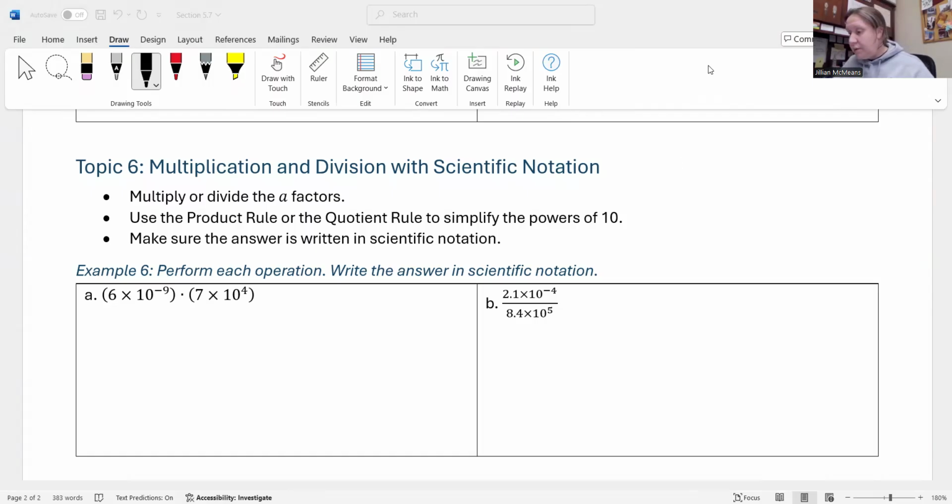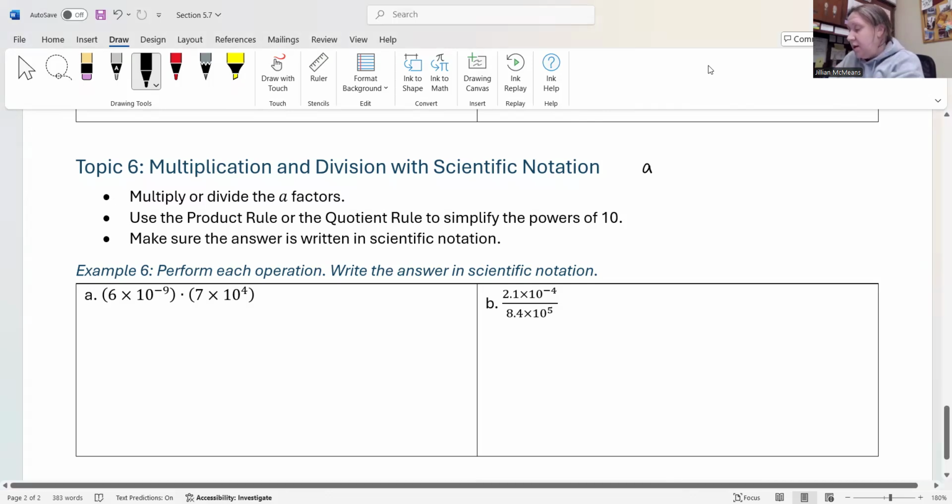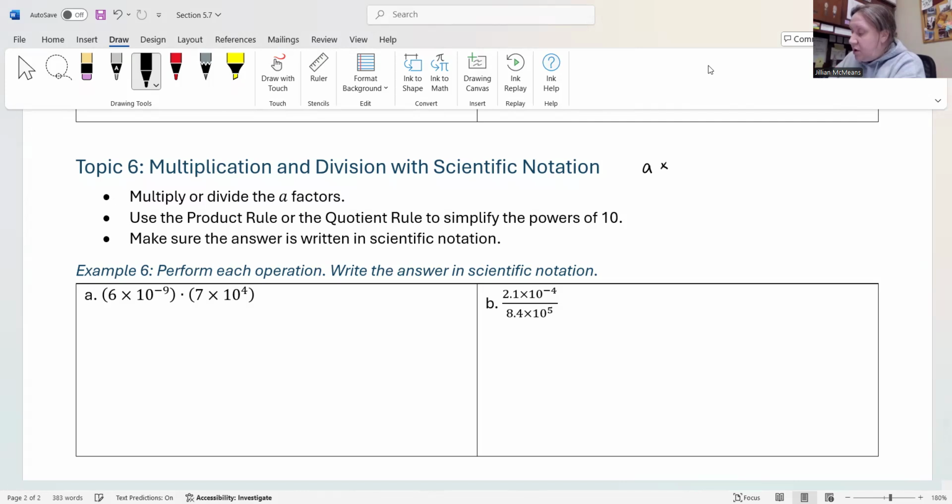Topic 6, we're going to look at multiplication and division with scientific notation. Just a quick reminder, scientific notation is kind of like shorthand for numbers that have lots and lots of digits. We need to make sure the number is written in the form a times 10 to the n, where 1 is less than or equal to a is less than 10. So basically a has to be between 1 and 10. It can equal 1, but it can't equal 10, and n is an integer. So that's the basics that you need to bring forward into this video.